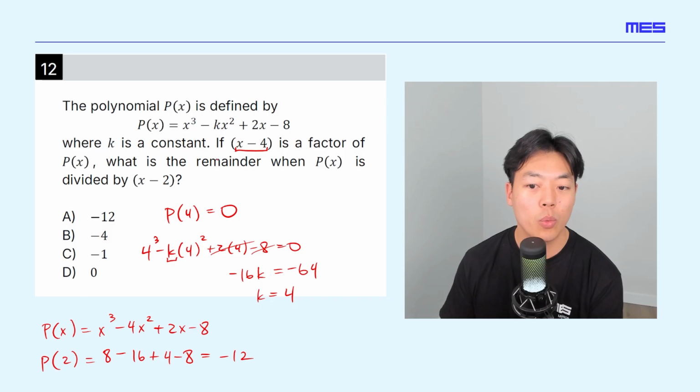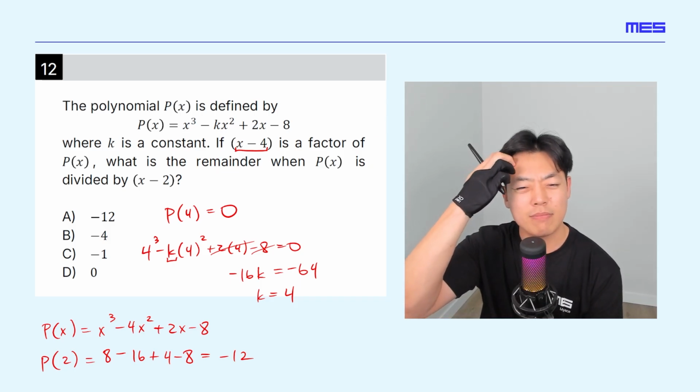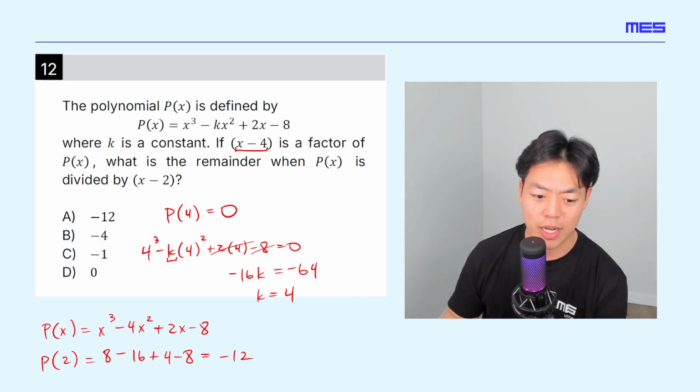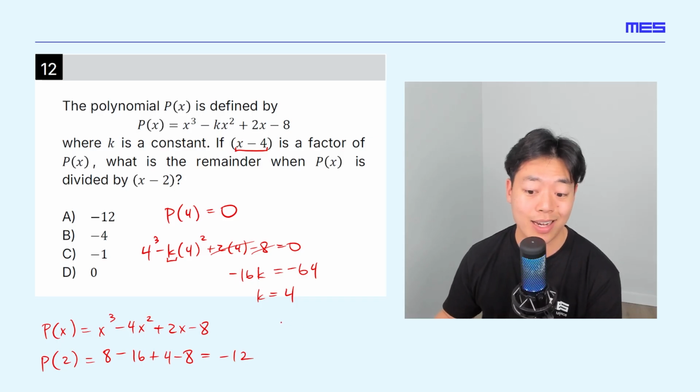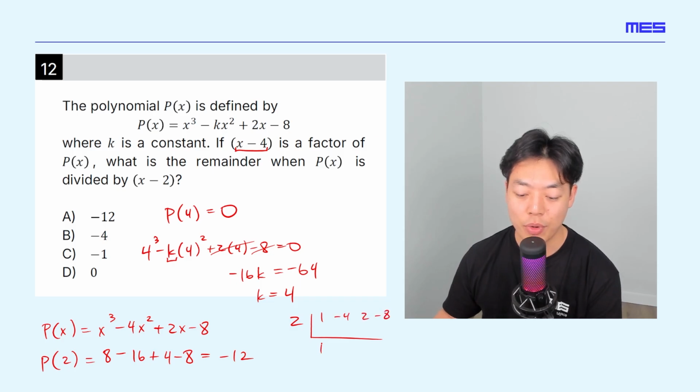Another way to do this would be to do long division, right? Long division through this. We can also use synthetic division. We can use 2 here. We could say 1, -4, 2, -8. Bring the 1 down, have a 2, add up, -4, add up, -2, multiply, add them up, -12 would again be our remainder.